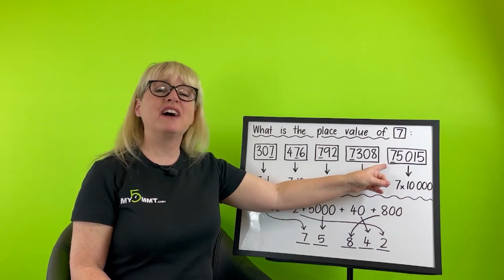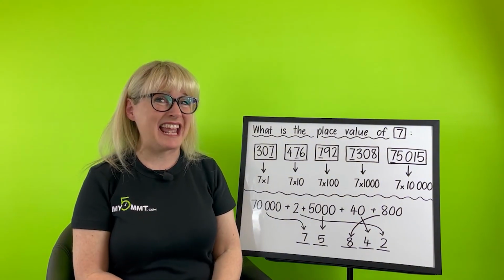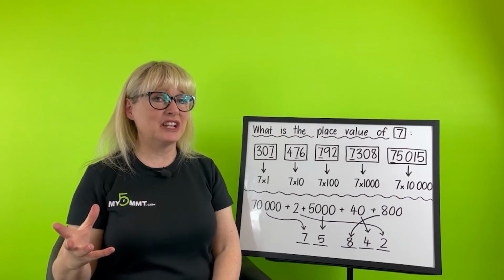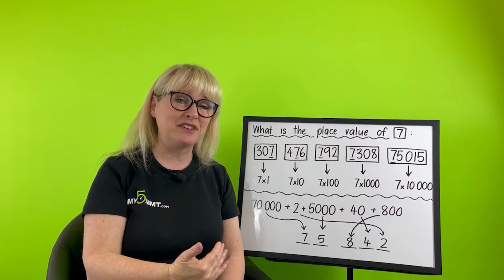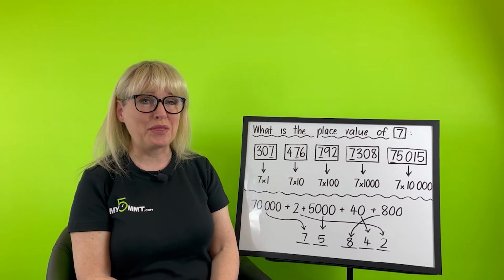Or 75,015, it's in the large position of tens of thousands. 70,000. Same digit every single time. The 7 changed its place value. It changed its place, it changed how much it was worth.